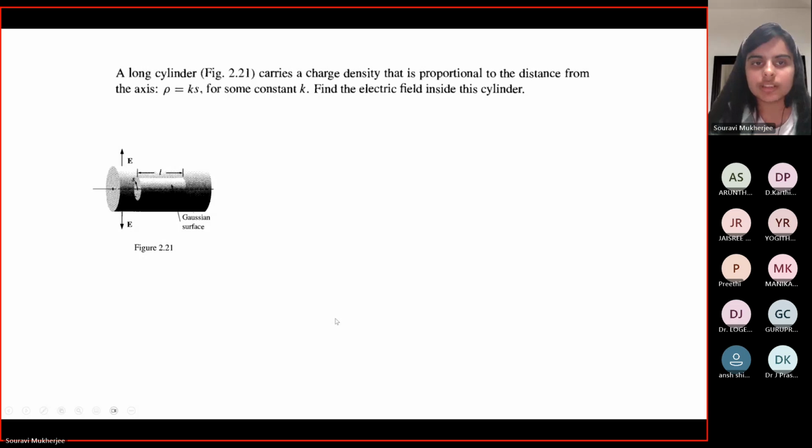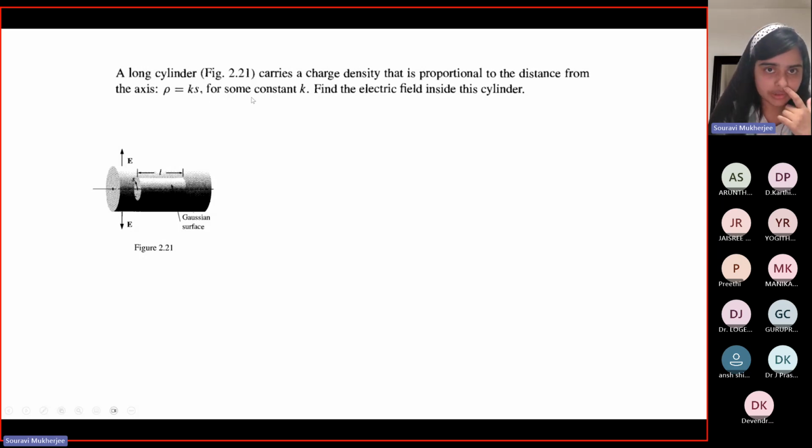Now, this is another standard question which says that this is a long cylinder which carries a charge density, and that is proportional to the distance from the axis. So rho is a function of your radial coordinate. The radial coordinate is given as s here, right? So it's a function of the radial coordinate. So it's given as k into s. S is your radial coordinate, and you want to find the electric field inside the cylinder, right?